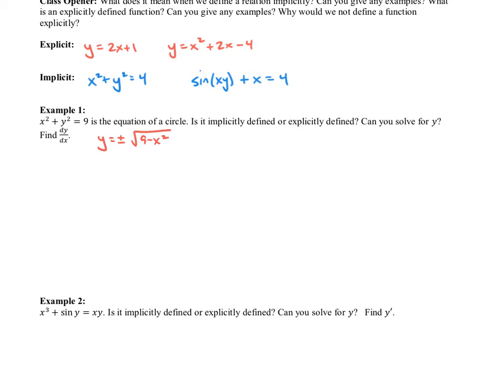So if we're going to find the derivative, we're going to take the derivative with respect to x of x squared plus y squared equals 9. The derivative is with respect to x, which means that anything related to x, we're treating the same as we have all along. So for instance, the derivative of x squared is simply 2x.